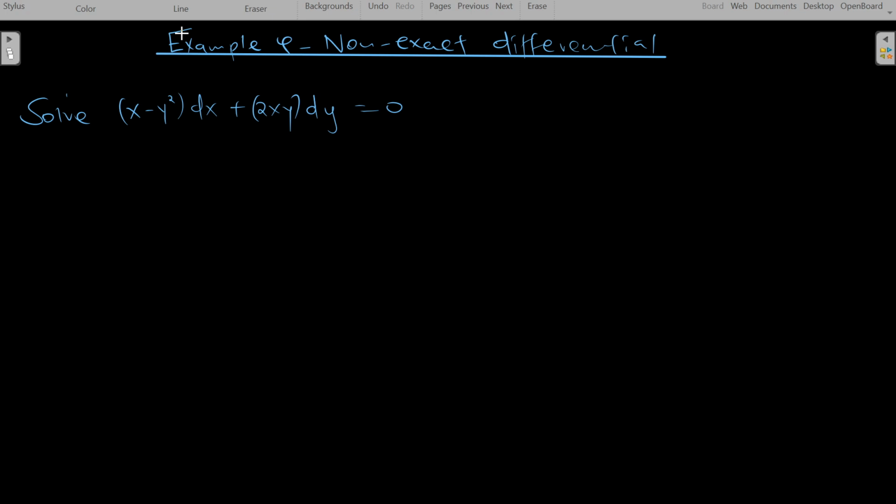So hello guys, now we have already seen how to solve an exact differential. Now what if we have found that our differential equation is non-exact? This means the derivative of M with respect to y is not equal to the derivative of N with respect to x. Now if the derivative of M with respect to y is not equal to the derivative of N with respect to x, we are saying this is non-exact.